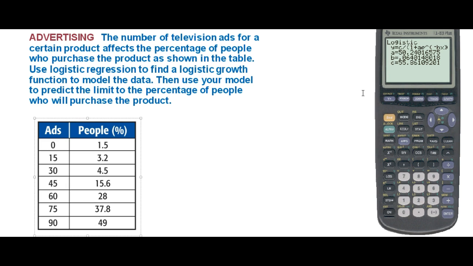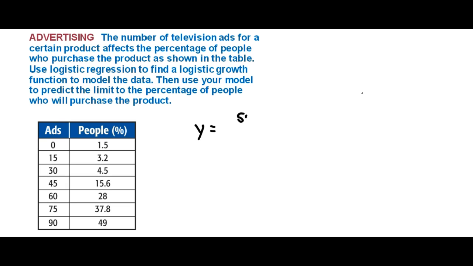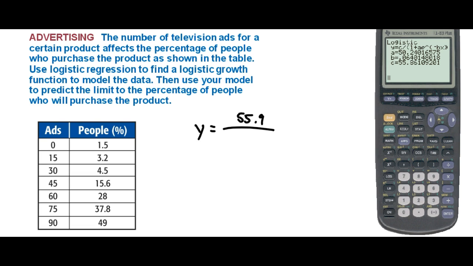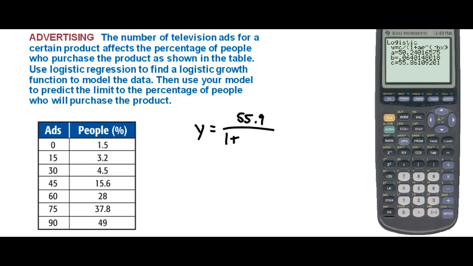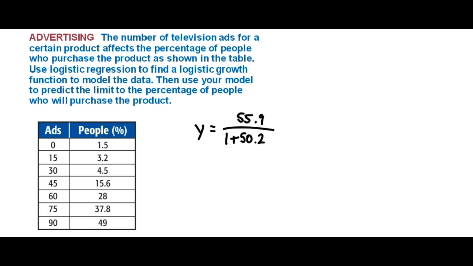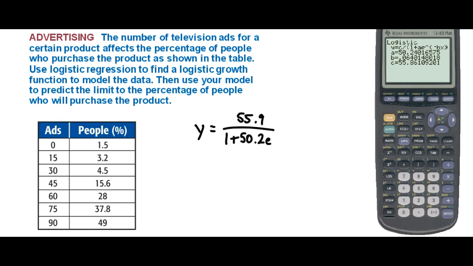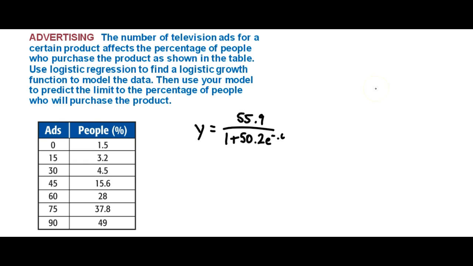So there we have it. We have Y equals C over 1 plus A e to the negative bx, and C is 55.9, so we have Y equals 55.9 over 1 plus, and A was 50.2, e to the negative bx. So negative 0.06 times x. So that's our logistic function.